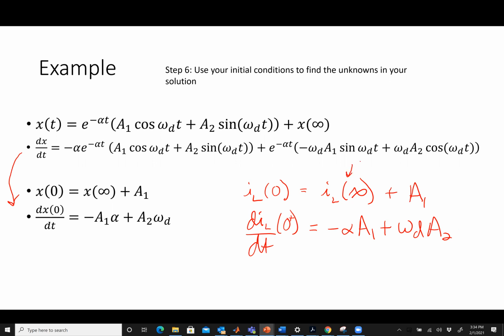Now, I have numbers for these. This one we said was 0, and this one we said was 0.1 amps. So right off the bat, what is the value of A1? A1 is 0.1 amps. So technically I could just plug that in and solve, and that's perfectly fine to do. I'm not going to do that, because I want to show how to set up a set of equations.